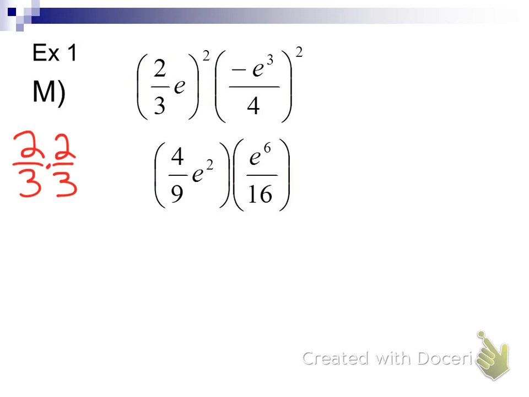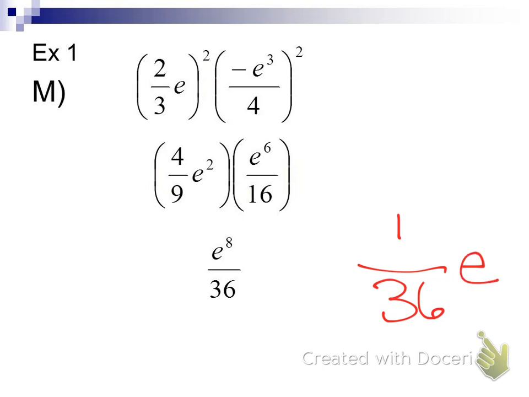What am I going to do with the fractions? Multiply them. How do I multiply such fractions? Least common denominator? No. Common denominators is when you add or subtract fractions. Multiply top to top, bottom to bottom. If you want to simplify the 4 and the 16, you can. That's the way I would do it. So I would do 4 over 16 is 1 over 4. And then 4 times 9 gives me 36. So this is one way to write it. An alternative way would be 1 over 36 and then e to the 8th.